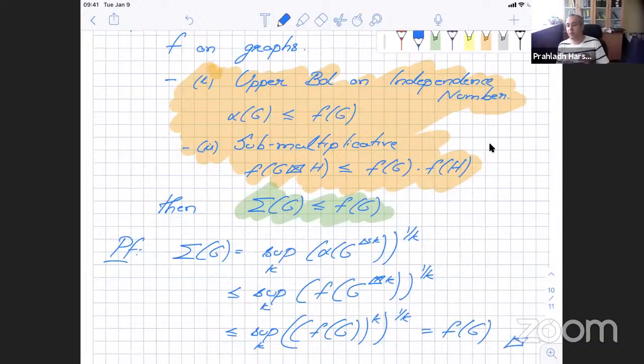So unlike the independence number, which is super multiplicative, suppose you came up with a bound which was sub-multiplicative, and it was still an upper bound on the independence number. Then this is actually an upper bound on the Shannon capacity of a graph. Okay. Now let us see, can we lay our hands on such a quantity? Can we lay our hands on a quantity which is sub-multiplicative and is still an upper bound on the independence number?